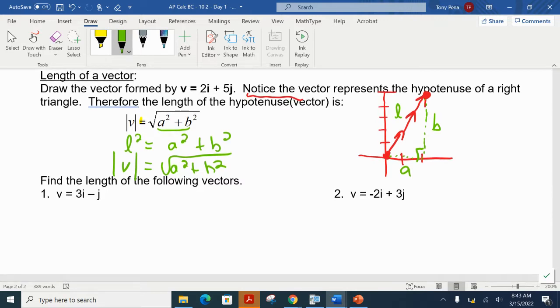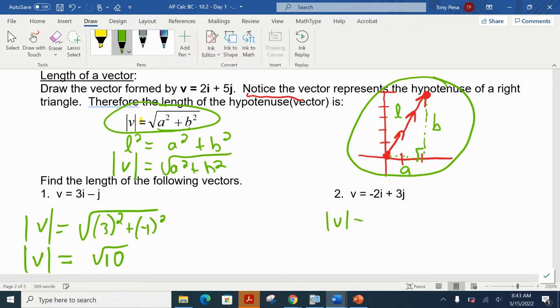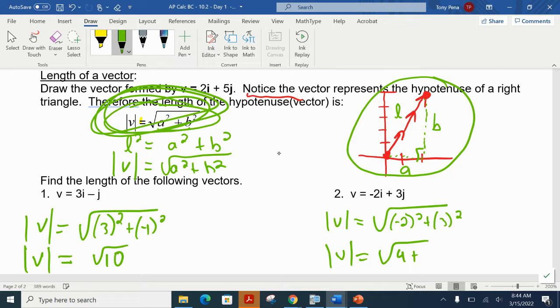All right, so for number 1, we're really just using this guy right here. So the magnitude of my vector, if you wanted to draw out a right triangle, you're more than welcome to, is the square root of 3 squared plus a -1 squared. So the magnitude of this vector is what? 9 and 1, √10. Magnitude of this vector, again, just using this little formula right there, is the square root of the -2 squared plus 3 squared. That gives us a 4 and a 9. So this has a magnitude of √13. That is the length of that vector if we were to sketch that thing out. Okay?